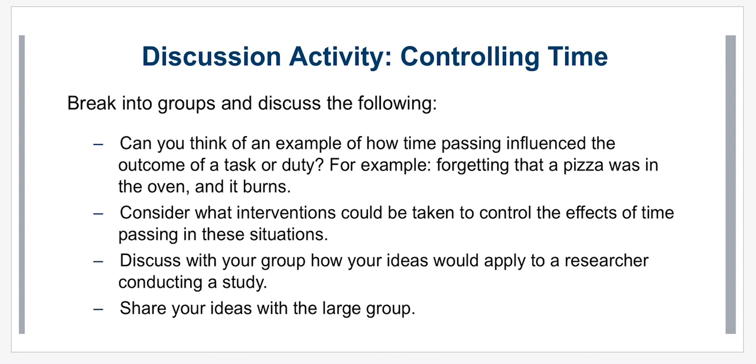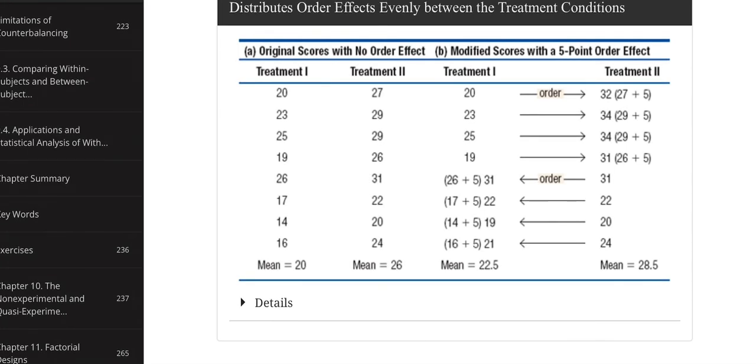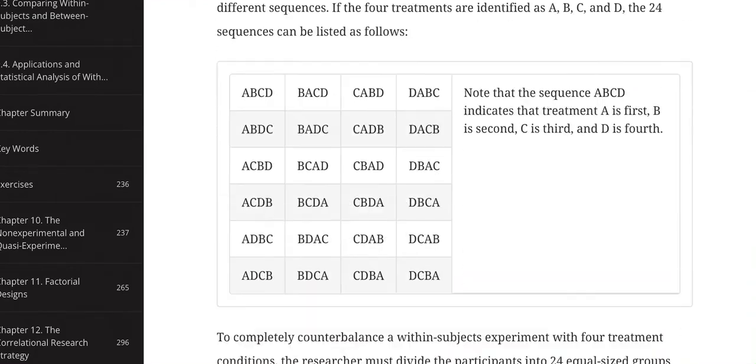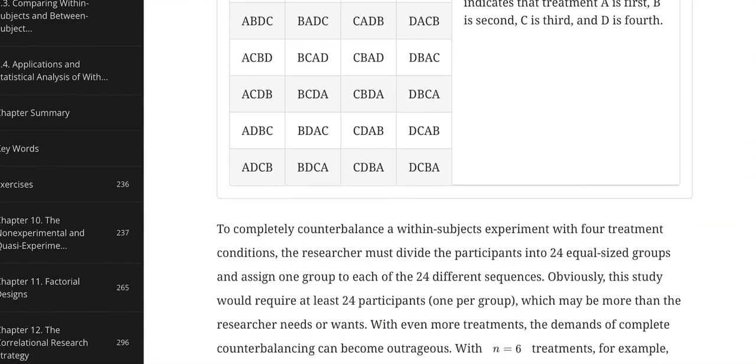What are things that you can do? And again, this is to get you in that mindset of thinking about these time related variables and how and why we control for them. So let's go to our learning check.